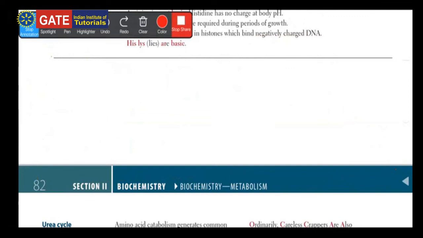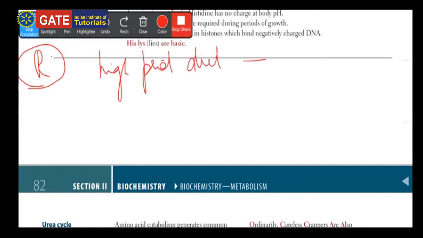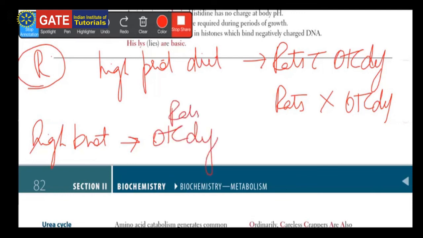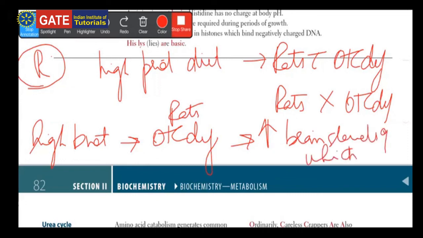A researcher is comparing the effects of a high protein diet on rats that have an OTC deficiency and rats that do not have an OTC deficiency. After the high protein exposure, the rats having OTC deficiency have an increase in the brain levels of which substance?